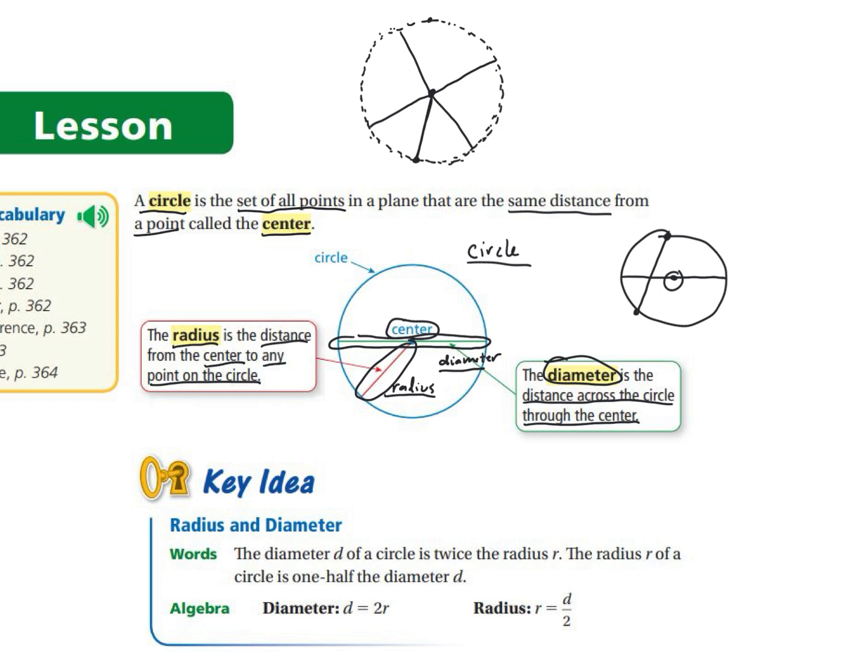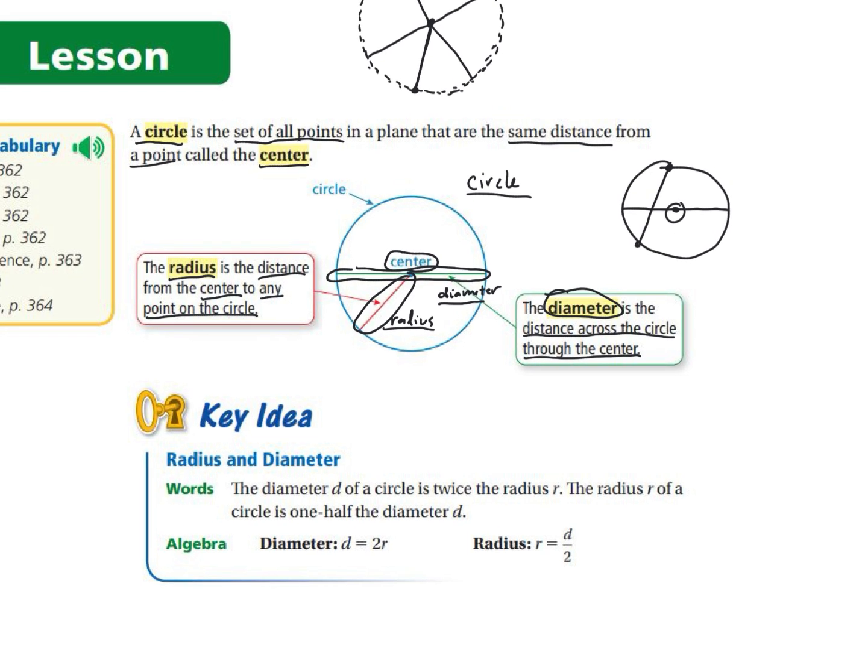So there we have it. On the right side of your page, you have a little definitions. Again, a radius, we would just write distance from the center to any point on the circle. And then for the diameter section, we would say the distance across the circle through the center. Right, that through the center point is the main part there.